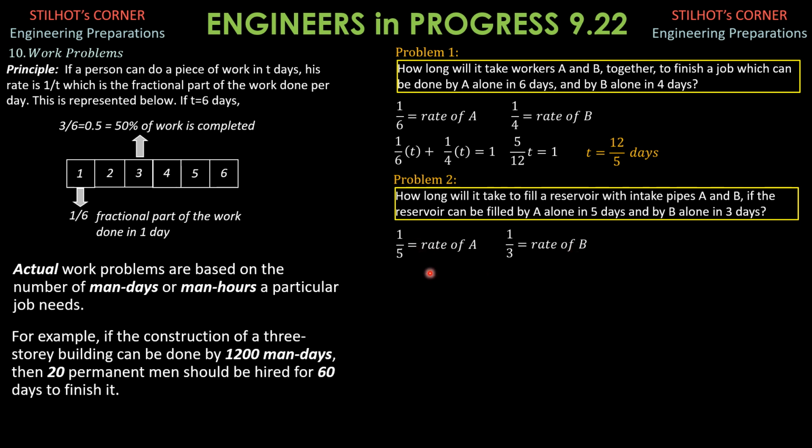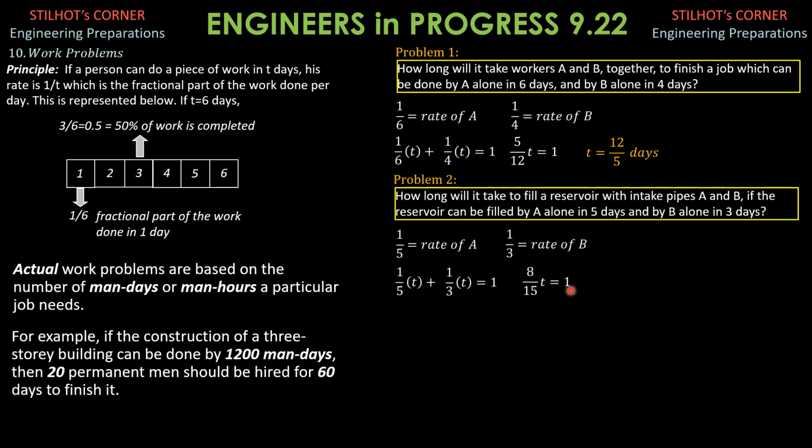So 1 over 5 times T plus 1 over 3 times T equals one complete job, which is to fill the reservoir. So the LCD is 15. 15 divided by 5 is 3. 15 divided by 3 is 5. So 8T over 15 equals 1.